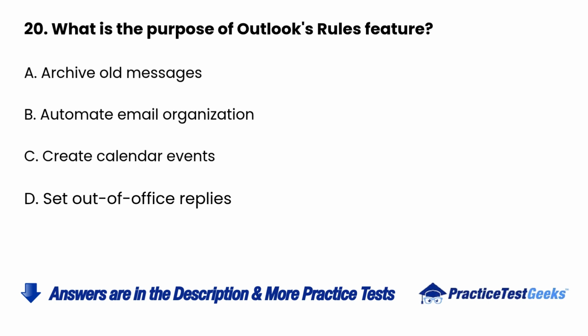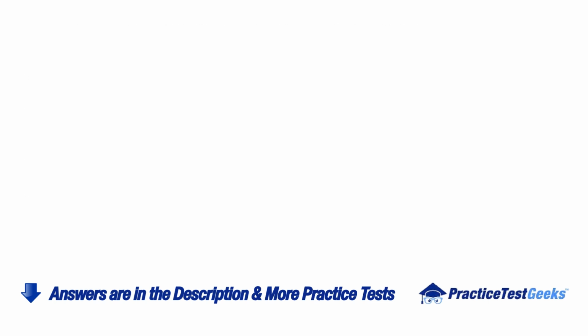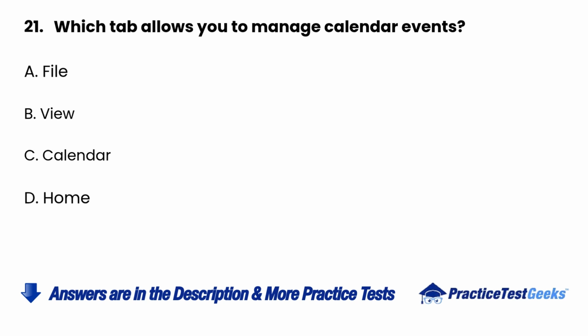D. Set out-of-office replies. 21. Which tab allows you to manage calendar events? A. File. B. View. C. Calendar. D. Home.